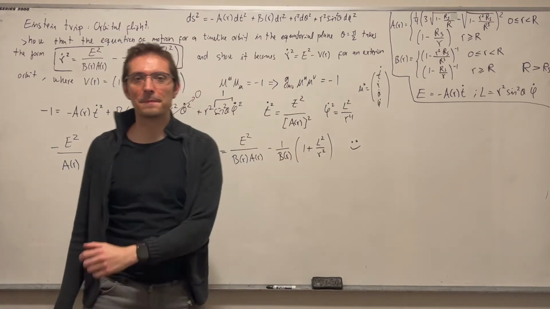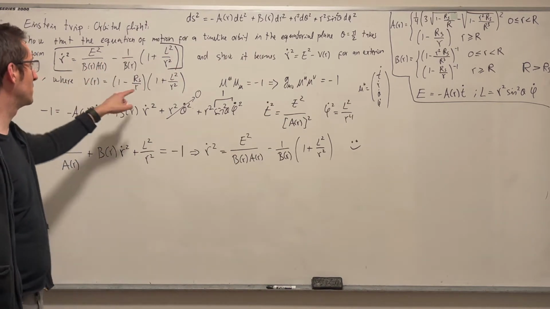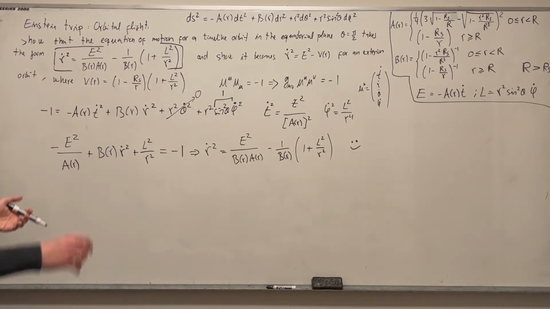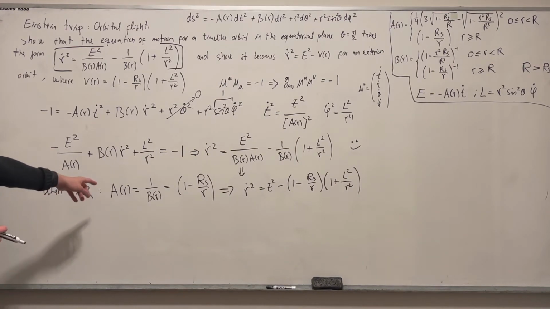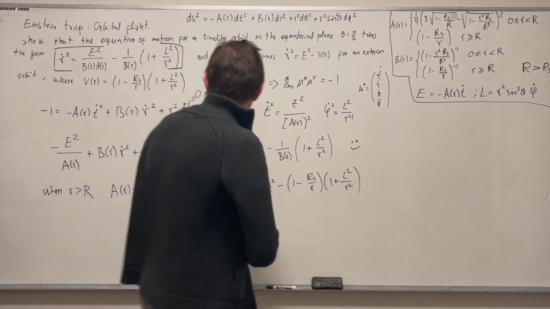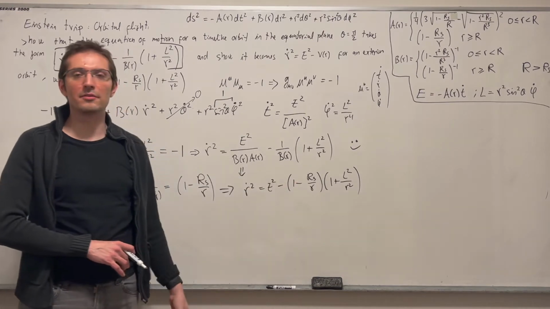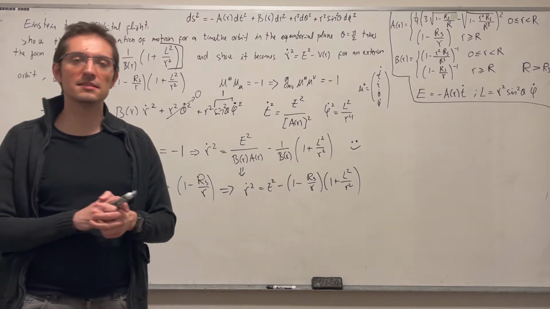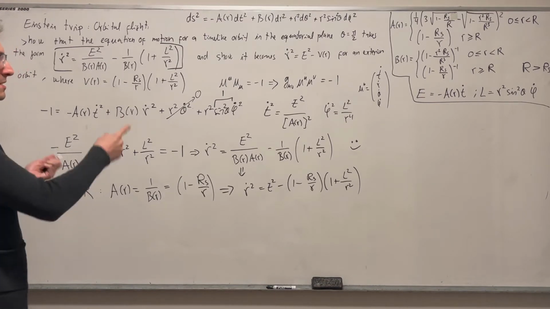So, done. Now, I'm also asked to show that it becomes that simple one with this potential for an exterior orbit. Easy. When r is larger than the radius of the planet, then I know that A(r) is equal to the inverse of B(r), and equal to this. So, just substituting here, we get directly the response we wanted, and the exercise is done. All right, wonderful. So, next step, next question.